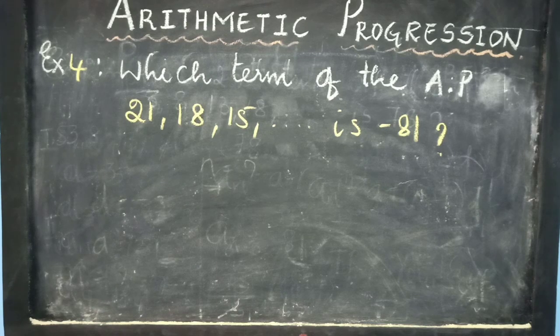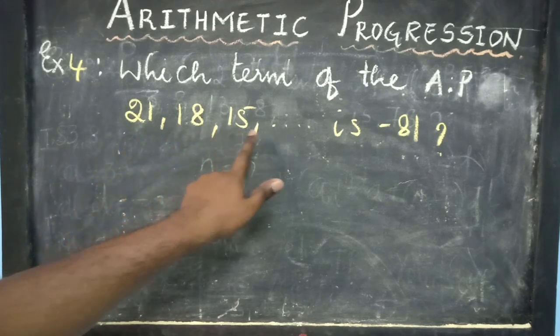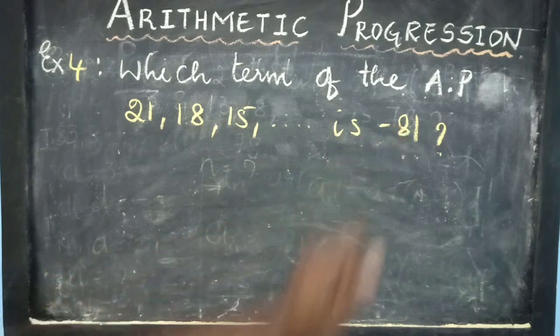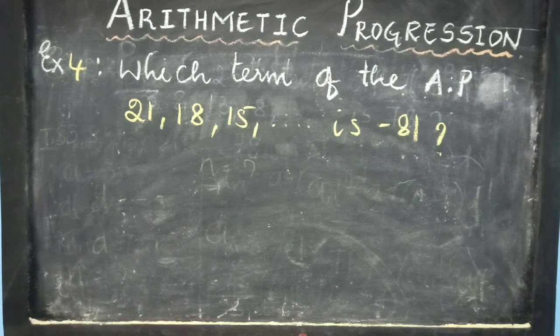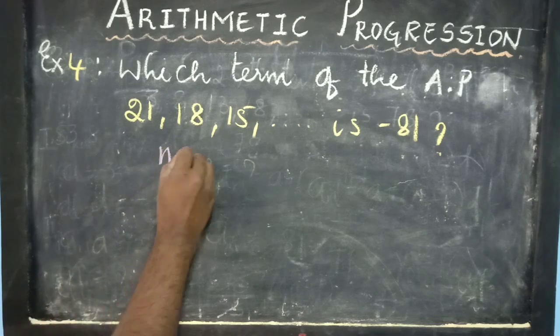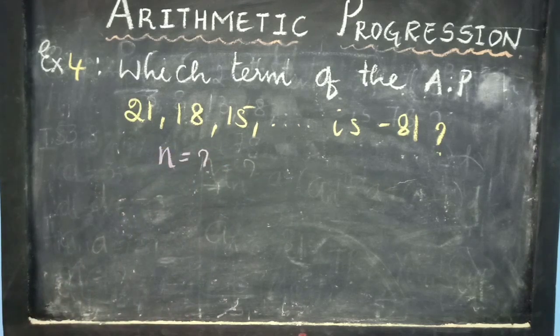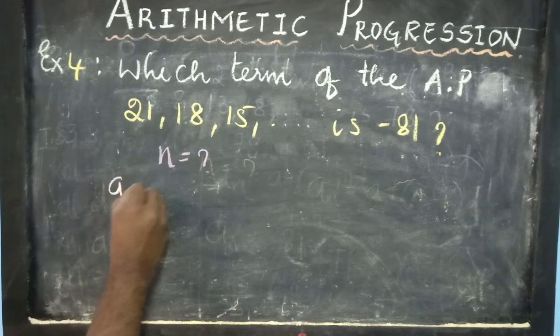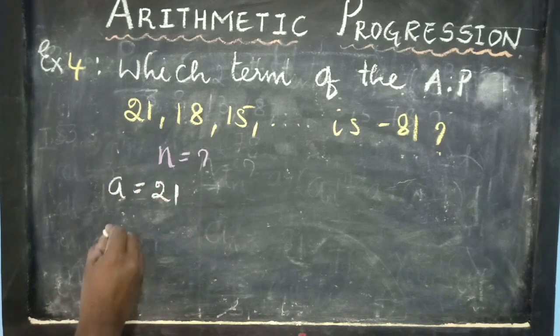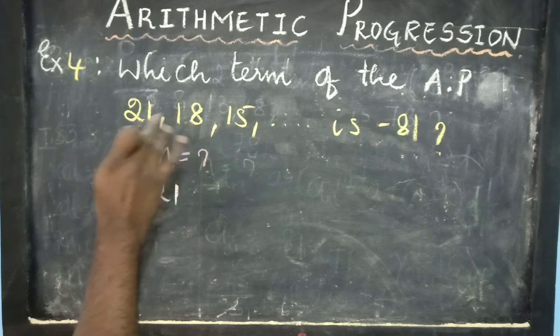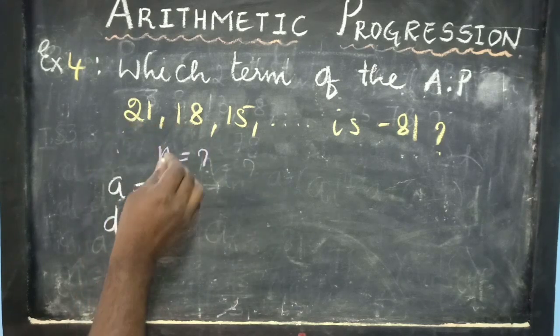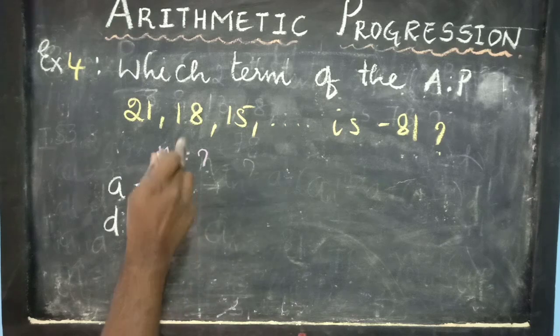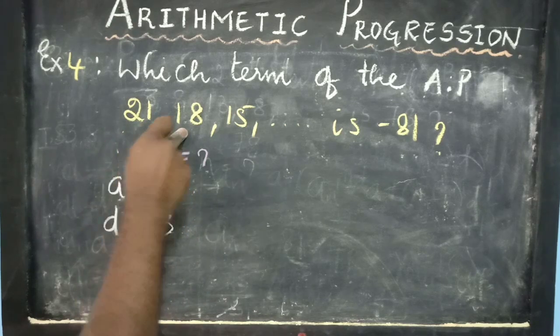Which term of the AP 21, 18 and 15 and the list goes on is minus 81? It is the same as the previous problem. We should find out the value of n. To find out the value of n from the given AP, I can find out a equals 21, d equals a2 minus a1, that is 18 minus 21 is minus 3, because we are subtracting a bigger number from the smaller number.